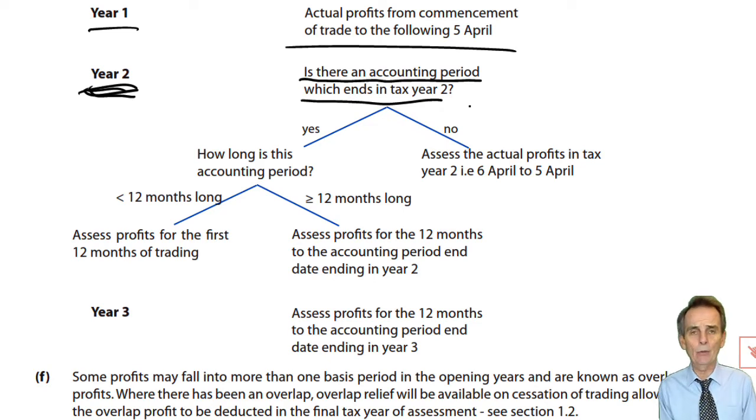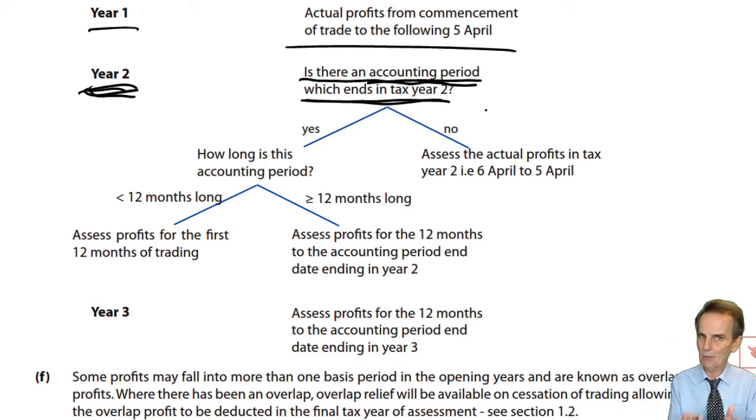If you had an accounting year that ends in that second tax year, problem over. You are now able to use current year basis, and you will continue to use current year basis thereafter. You have moved quickly and easily from an actual basis in the first year to CYB in the second year and beyond. Now, of course, the chances of that happening in the question, pretty remote, because it's way too easy. So we look to see, do we have any accounting period at all that ends in the second tax year?